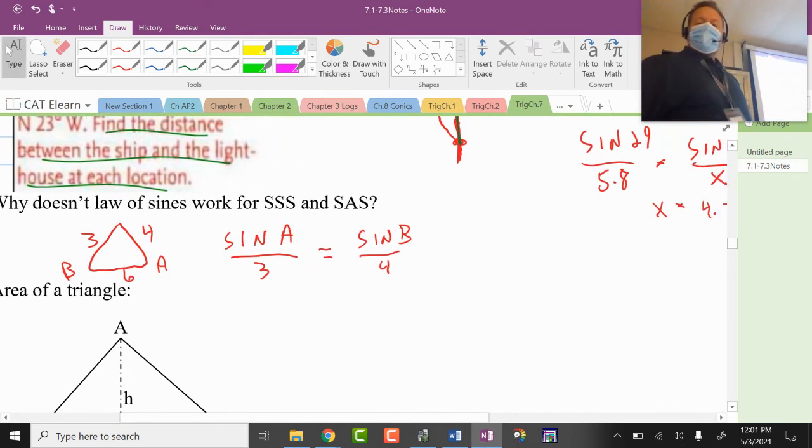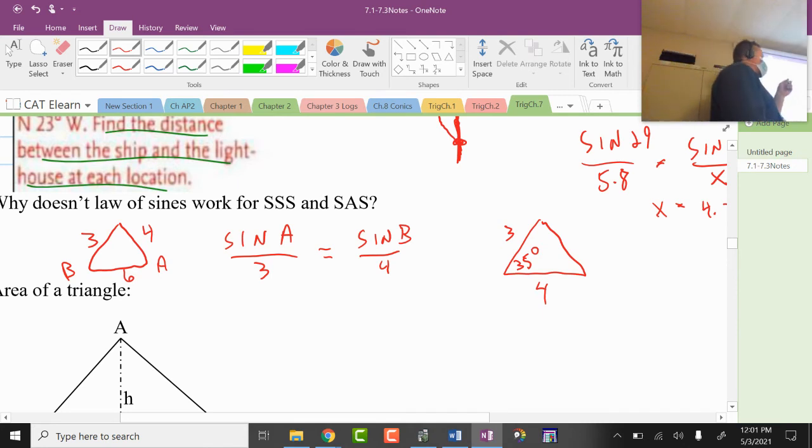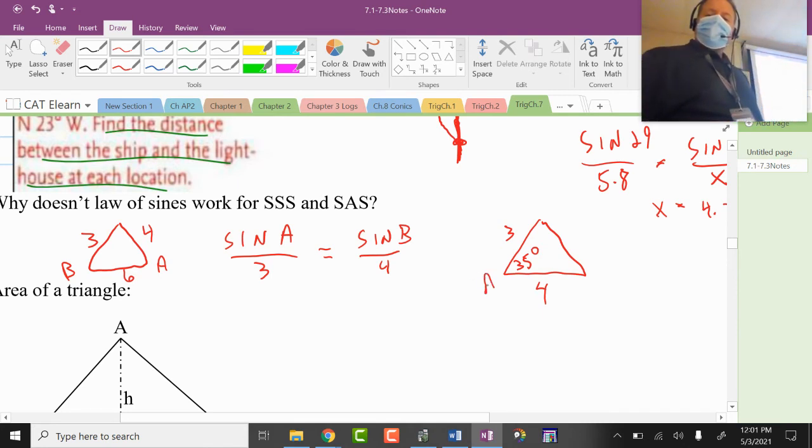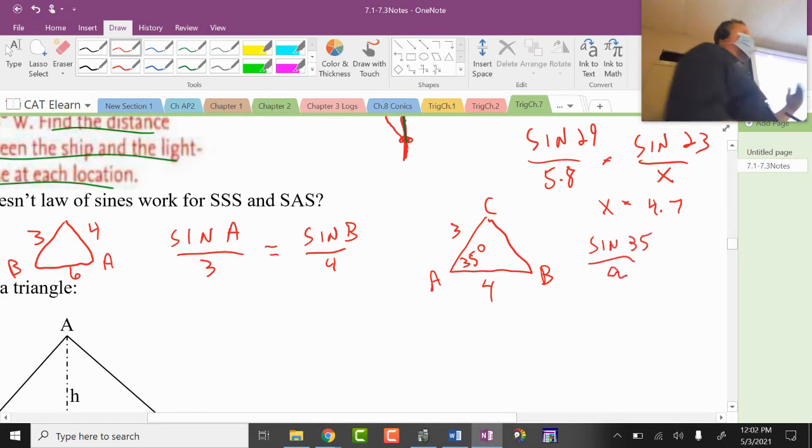And then if you're given SAS, you might have to see this one. This is what SAS would be. Just for a lack of imagination, let's say this side is 3, this side is length 4, and then let's put in between this like 35 degrees. That's SAS, side angle side. If I call this angle A, and this B and this C, then sure, I could do sine of A, which is 35. Problem is, I don't know A, the opposite side of that.